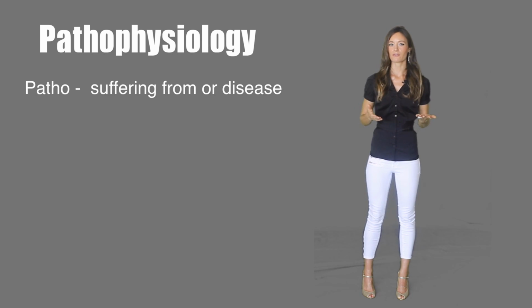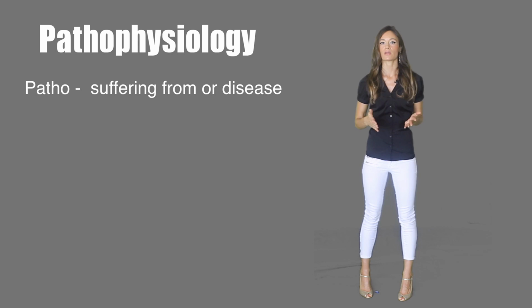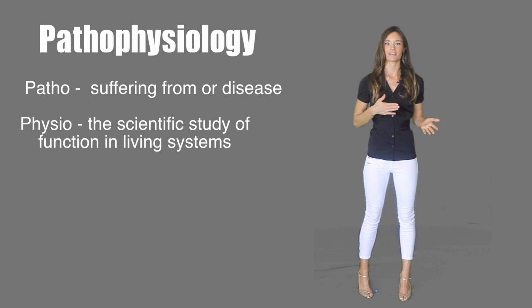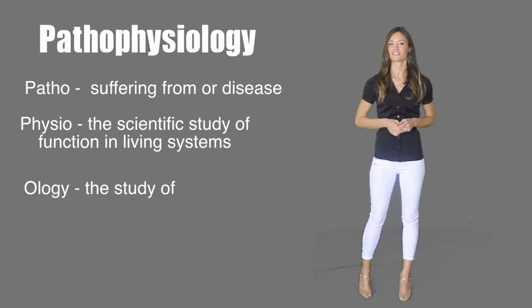So, breaking down the word. The first part of the word, or the prefix, is patho, which is Greek for suffering from or disease. Patho serves as a prefix to many words, for example, pathogen. Then we have the next part of the word, physio. Physio means the scientific study or function of a living organism. And lastly, we have ology, which simply means the study of.